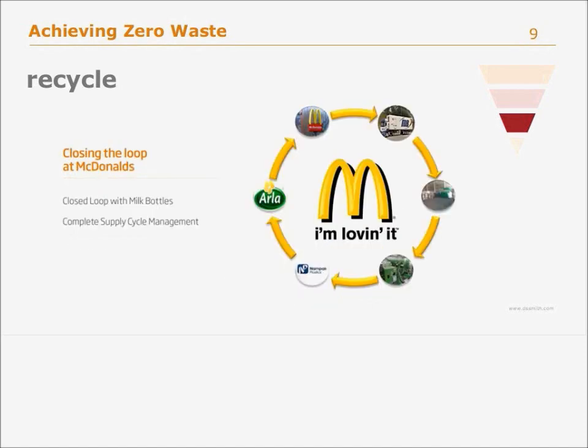At McDonald's, they wanted to provide a closed loop for their milk bottles, but creating a loop involved management of many parts of the supply cycle. Their distribution partner returns the bottles to central locations. They're bulked and then sent to a UK processor. The recycled content is then sent to Nampak Plastics, who blow bottles for Arla Foods, who fill the bottles for McDonald's, and then that loop can continue.